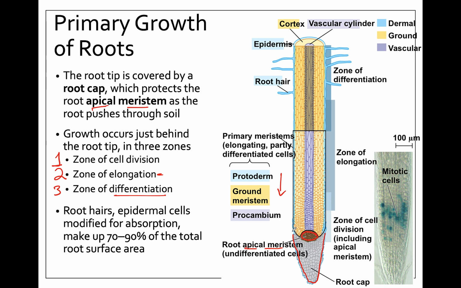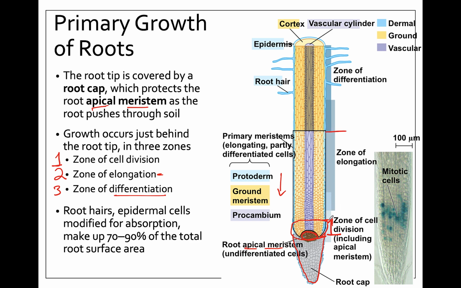So let's start down here. We've got our zone of division. So down here, the cells are actually doing mitosis. So that's kind of the portion down here, as well as including the apical meristem. Look at the cell sizes here. They're a lot smaller. Each of these little squares is smaller because they're going through division, making lots and lots of brand new, tiny little baby cells.